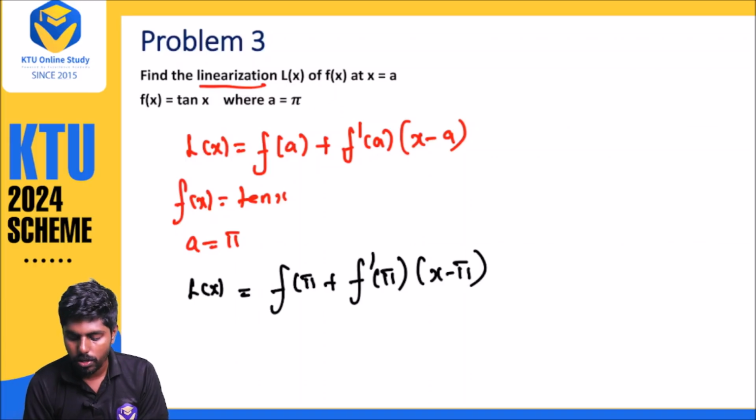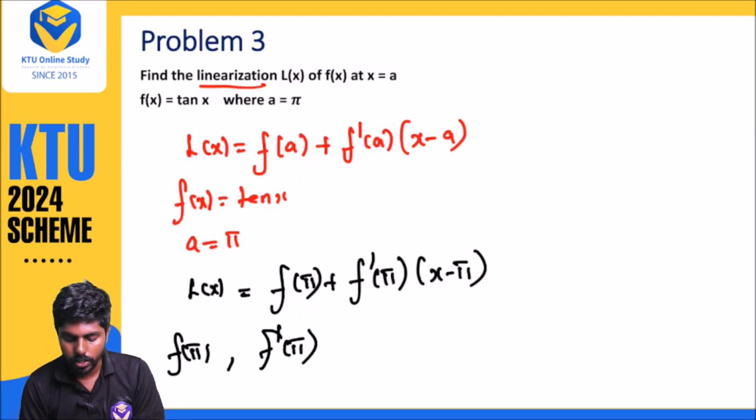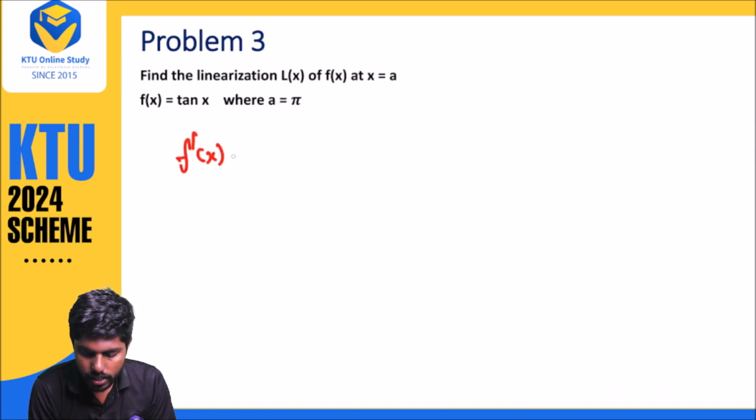So this is our formula. We want to identify what is f of pi and what is f dash of pi. This is the thing we want to identify. So how do we identify this? We know the thing. So what is f dash of x?